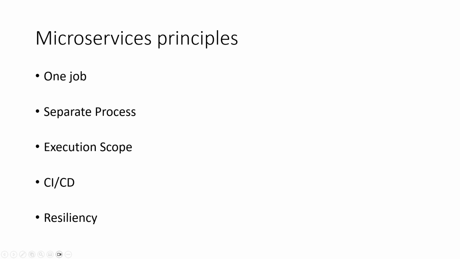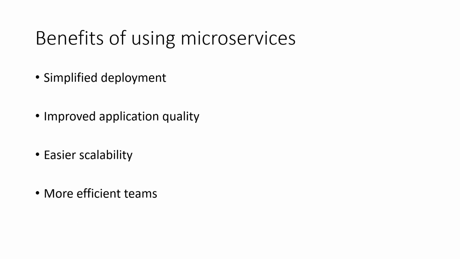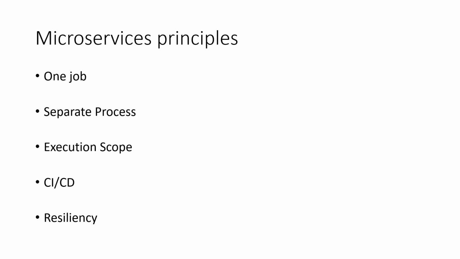Microservices works on these principles. The first principle is one job. Each microservice must be optimized for a single function. Each service is smaller and simpler to write, manage, and maintain. That's the first principle. I'm sorry, I skipped to the next one.